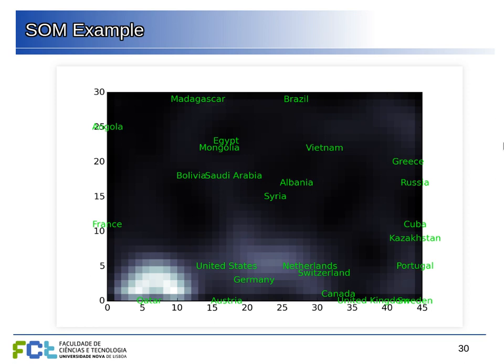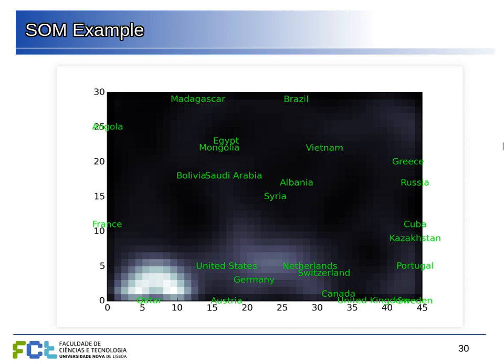Then we see here United States, Austria, Germany, Netherlands, Switzerland, Canada, Sweden, Portugal here, and then Kazakhstan. I don't know exactly what this means, but we are somewhere between Sweden and Kazakhstan. And then we continue here, Russia, Vietnam, Mongolia, Egypt, and so on. So this is how the SOM organized in 2 dimensions the different patterns that we got when we looked at the evolution of the different countries over the years with that data.